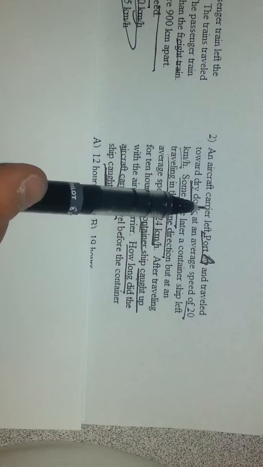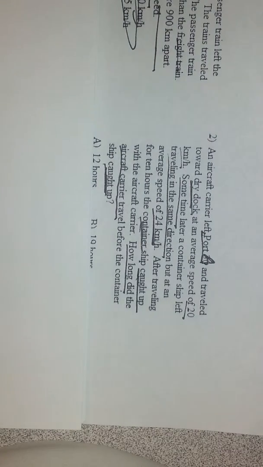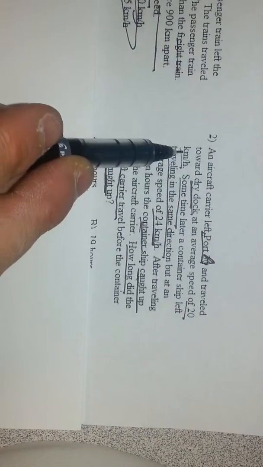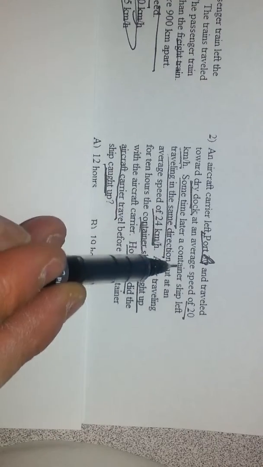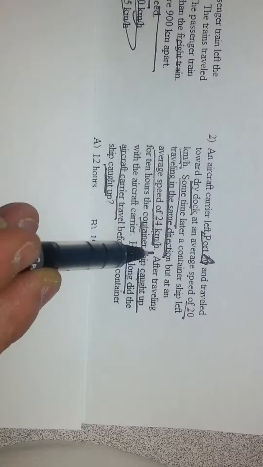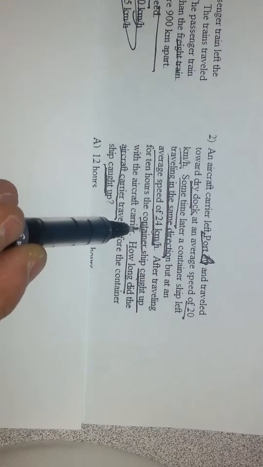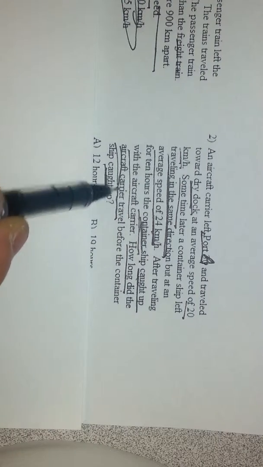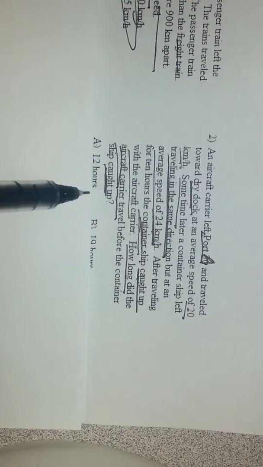Alrighty everyone, we're looking at the second problem. It says an aircraft carrier left port 30, and it says port 30, just cross off 30 and put something like port A, and traveled towards the dry dock at an average speed of 20 kilometers per hour. Sometime later, a container ship left traveling in the same direction, but at an average speed of 24 kilometers per hour. After traveling for 10 hours, the container ship caught up with the aircraft carrier. How long did the aircraft carrier travel before the container ship caught up?